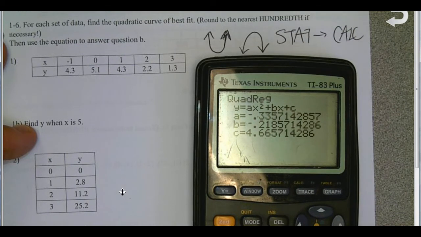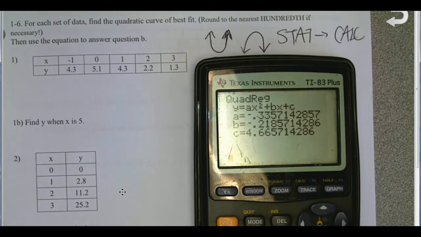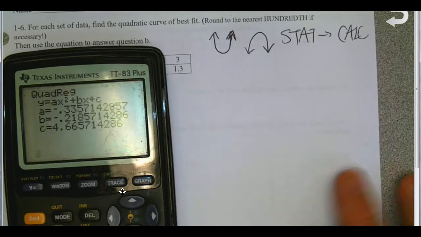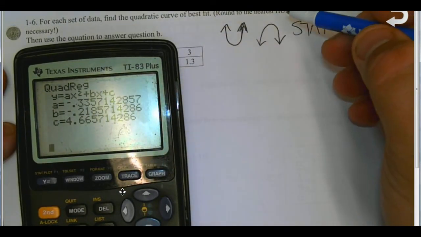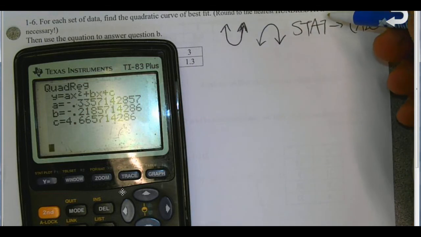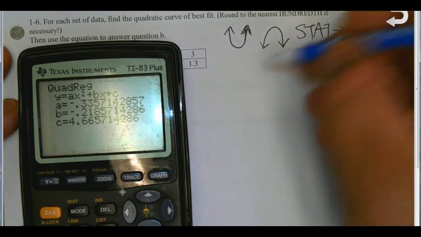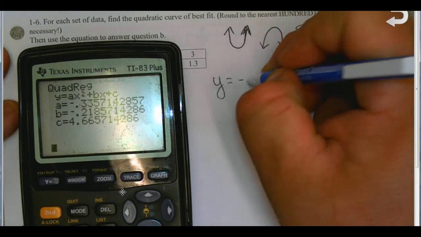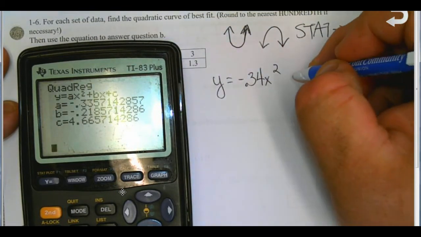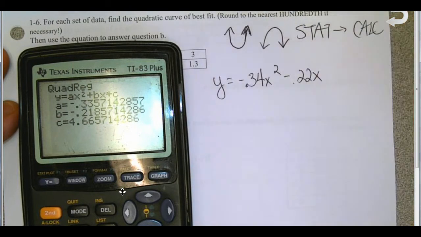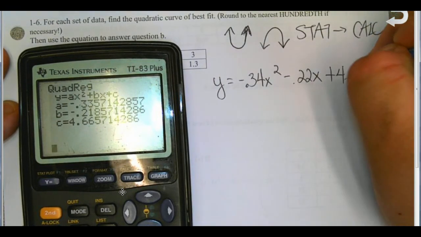Now, this gives us the formula of y equals ax squared plus bx plus c. Again, it's because it's trying to set up standard form. So, just like with the linear regression, in the quadratics we go to 2 decimal places. So, y is equal to -0.34x squared minus 0.22x plus 4.67.